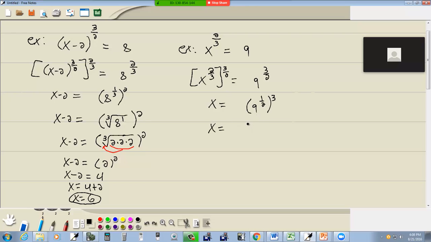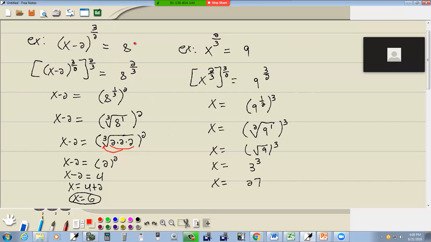9 to the 1/2, if I put that back in radical form, would look like this. Whatever's in your denominator is your index, whatever's on top is your power, which is simply just the square root of 9. And the square root of 9 is 3, so we got 3, the 3rd power carries down, and that gives us 27. Now we got an error here.